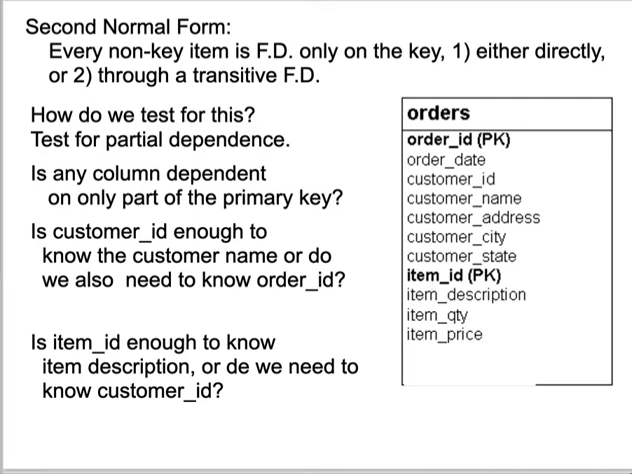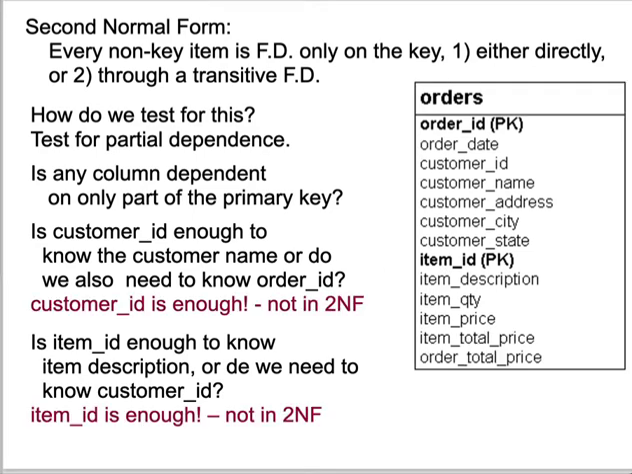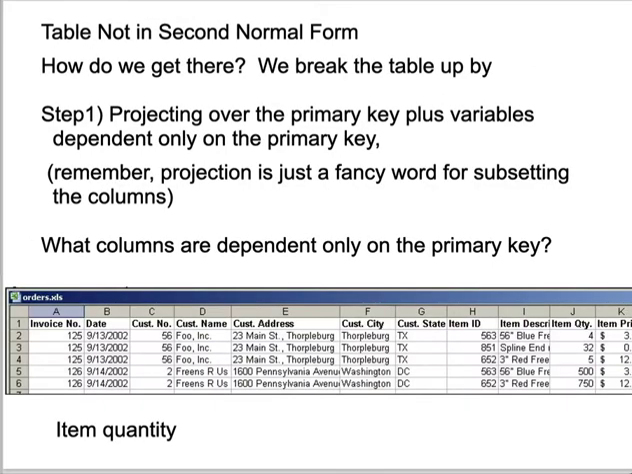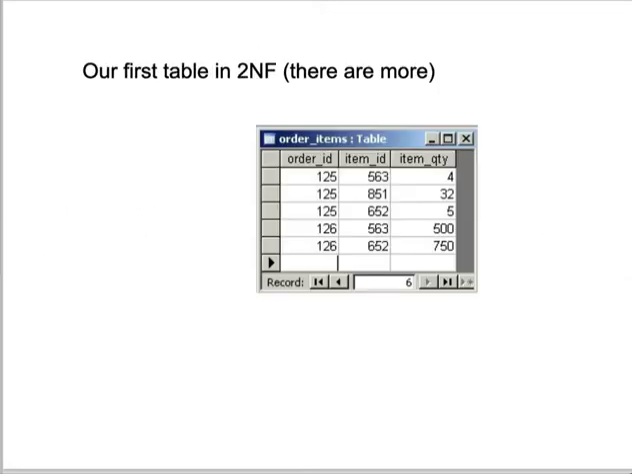And so I basically have this order item, right? And these two together, the order ID and the item ID, right? So if I basically break the table up by projecting over the primary key, which is a fancy word for subsetting, and making things dependent only on them. So what columns are dependent on this primary key, right?